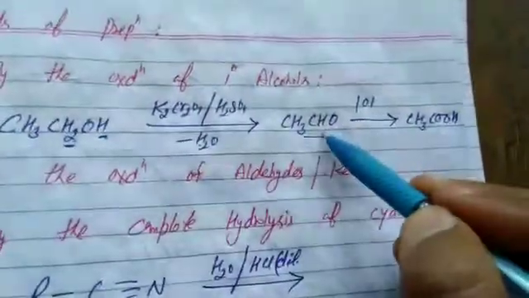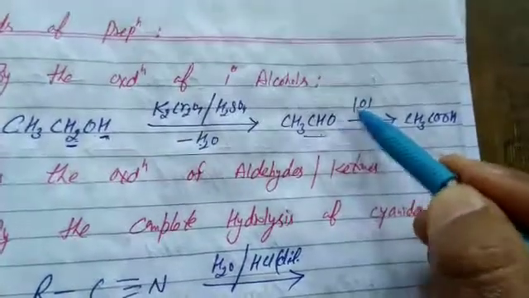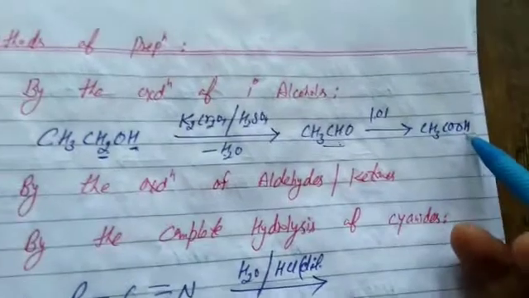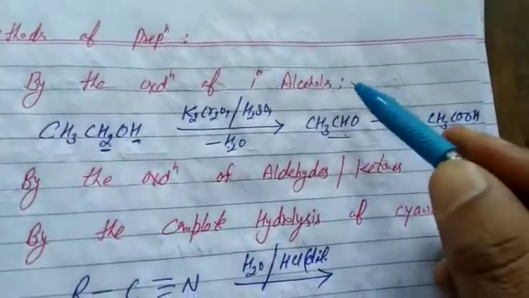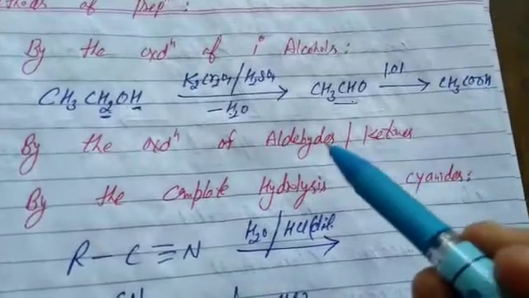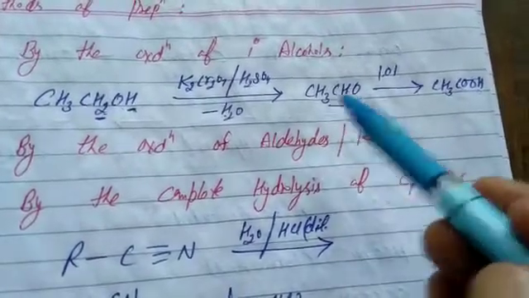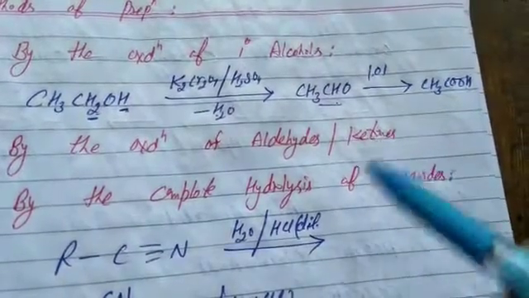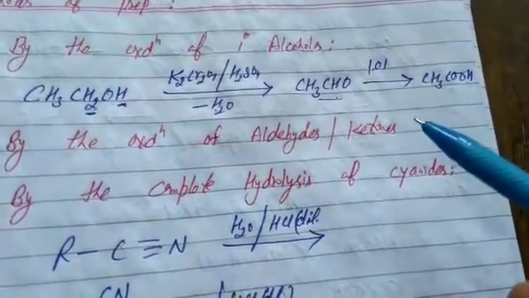All of you know aldehydes undergo self-oxidation because carbonyl carbon is linked with hydrogen, to give CH3COOH. That's the reaction we have studied in alcohols. Next, by the oxidation of aldehyde or ketone. We have studied it in aldehyde and ketone. Aldehyde undergoes self-oxidation to give acids. Ketones are oxidized under drastic conditions to give acids.